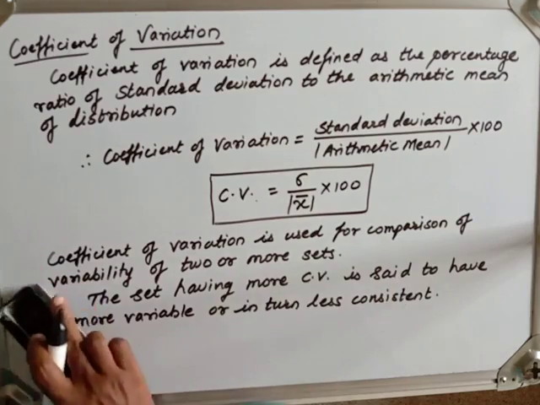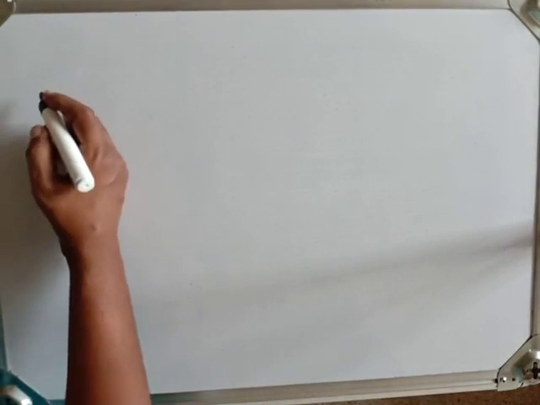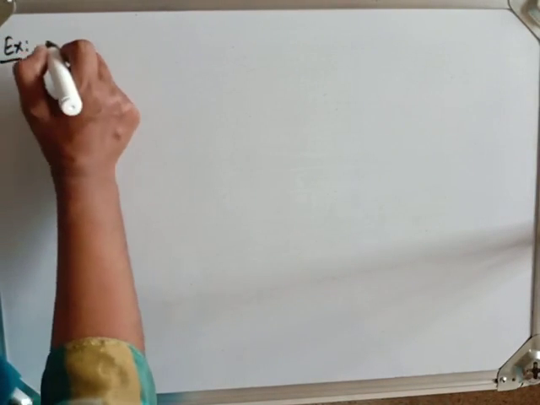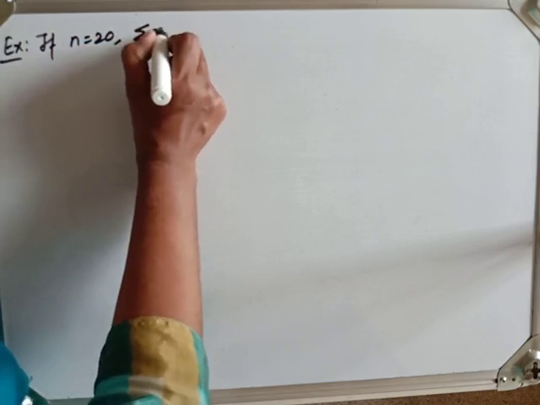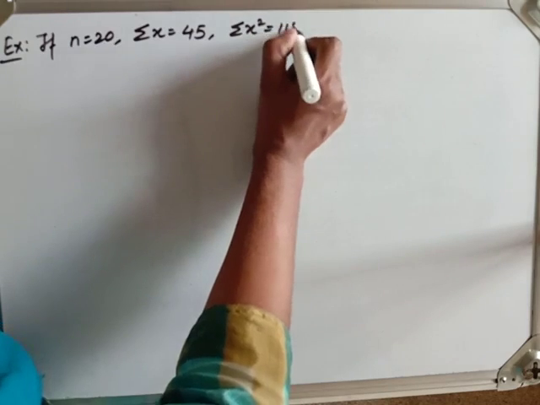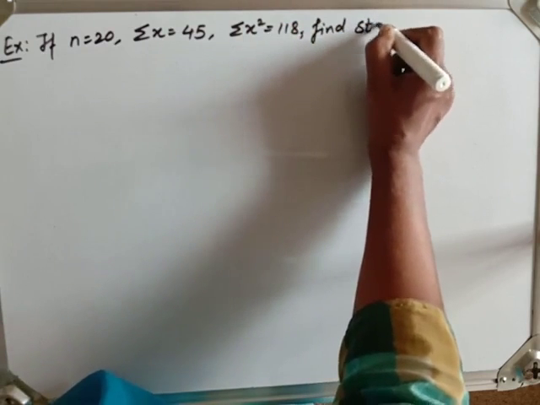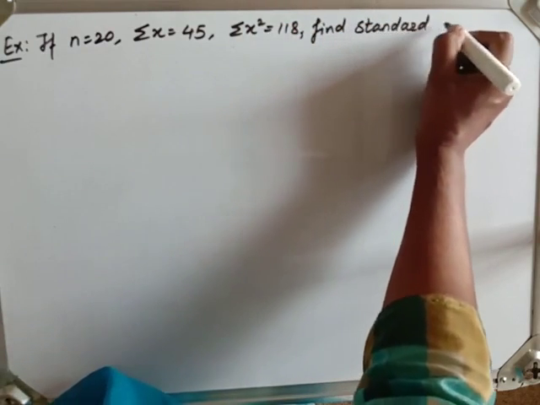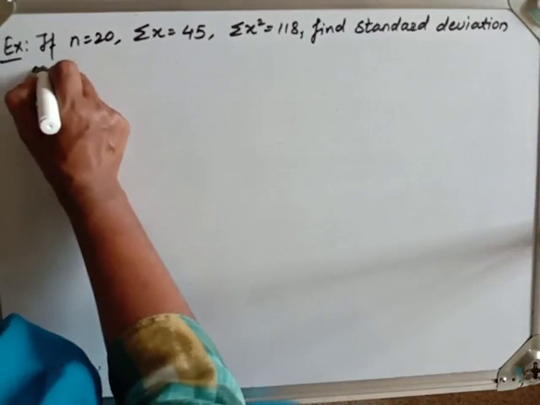Now let us see some examples on this. The first example: sometimes the data is directly given to us, that is summation x square, the sum of squares of observations. If n is equal to 20, summation x is 45, and summation x square is 118, find the standard deviation and coefficient of variation.